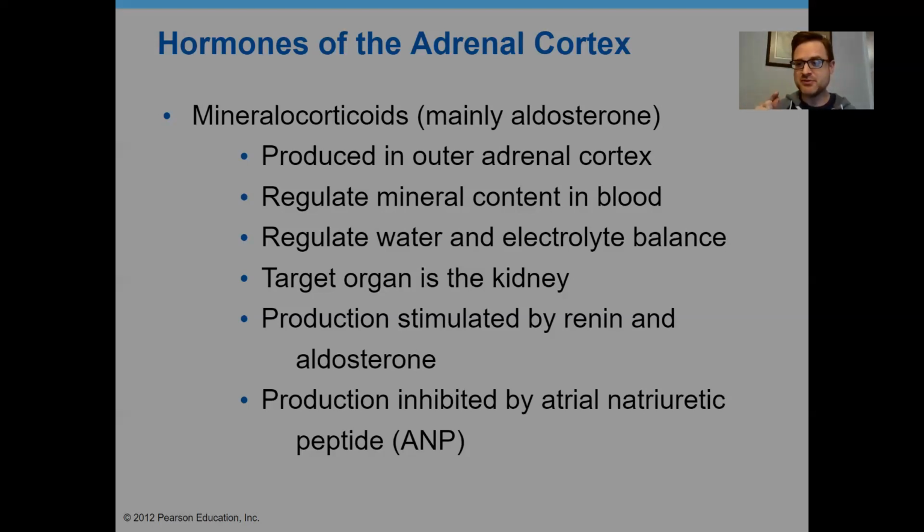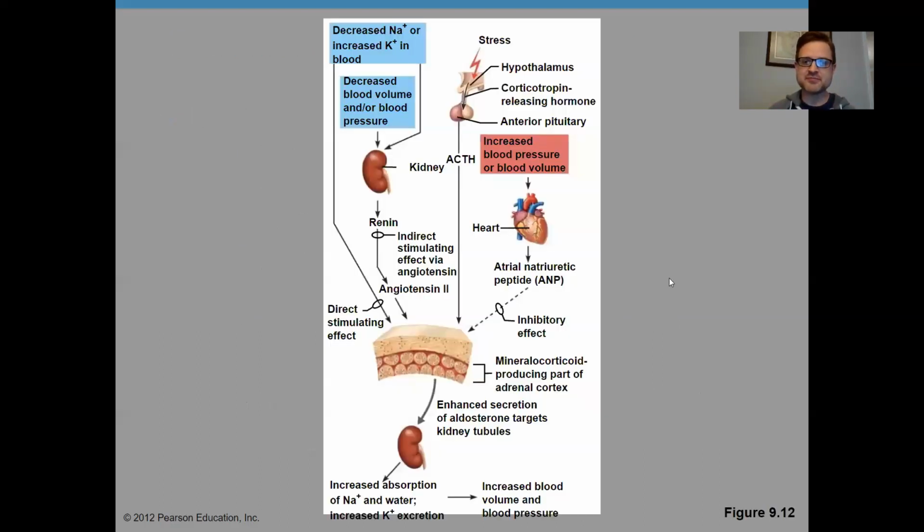Renin and aldosterone increase your blood pressure by increasing the water content of your blood. ANP can lower your blood pressure, and that's produced by the heart. It can lower your blood pressure by lowering the water content of your blood. Remember how I said a minute ago the adrenal glands are really complicated, and that this is just one part. This is just the outer part of the cortex.